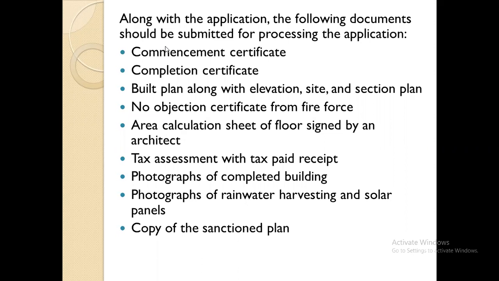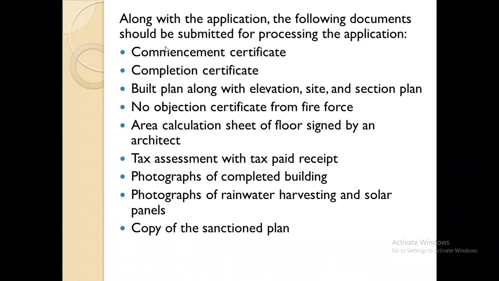Then after that, the completion certificate, maybe the plinth completion certificate, then the partial completion certificate or full completion certificate. Then the building plan along with elevation, site, and section plan, means whatever plan is approved by the local authority. A copy of that plan, means whatever municipal building permission drawing there is, you have to attach along with the application form.